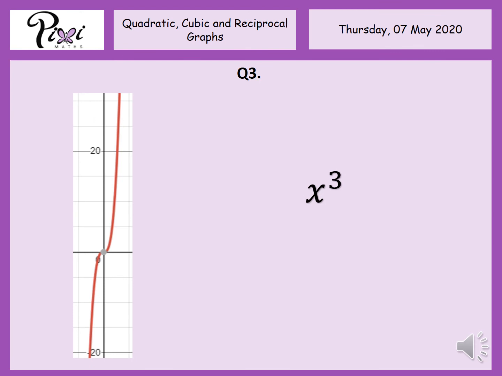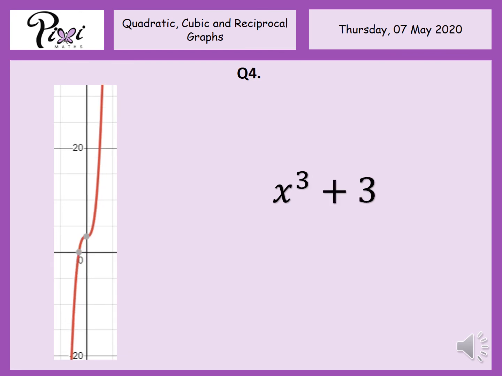Question 3, sorry about the diagram, this is just how neat I could get it from Desmos. X cubed, so it's much steeper, so it should go through at the origin, and then go up, flat, up. Question 4, this one should go through the y-axis at 3, but again quite a lot steeper.